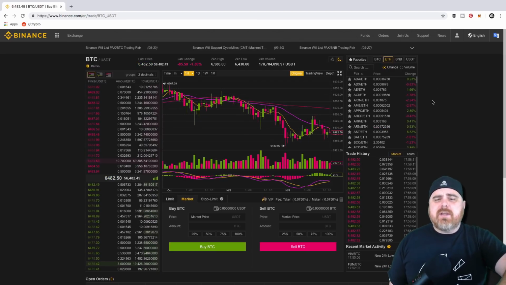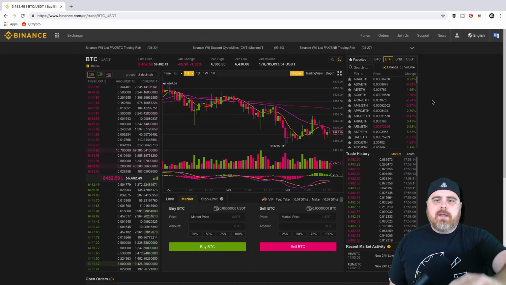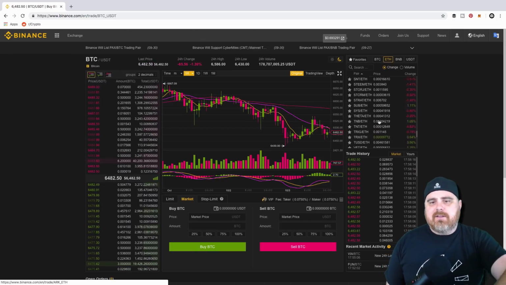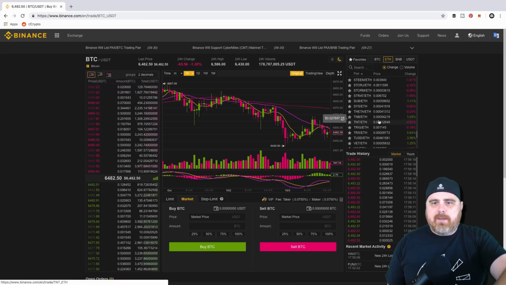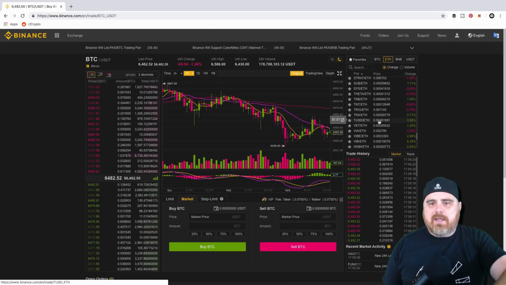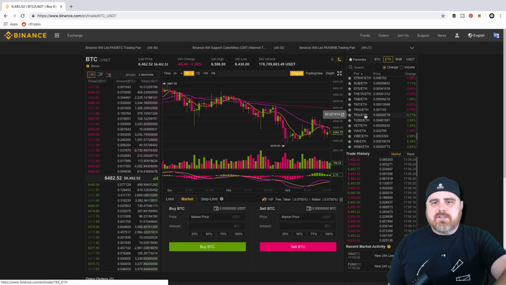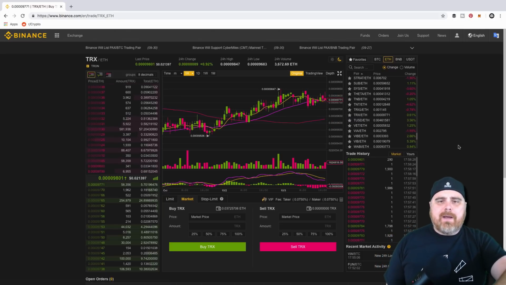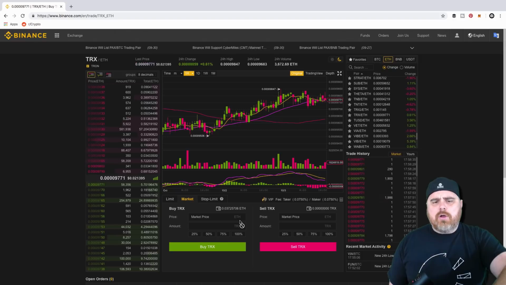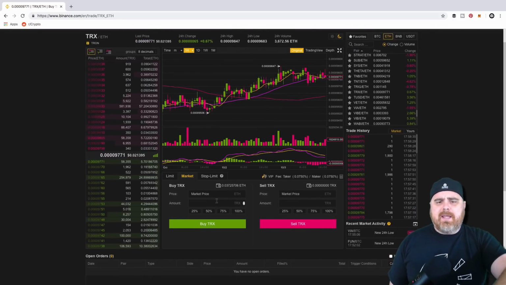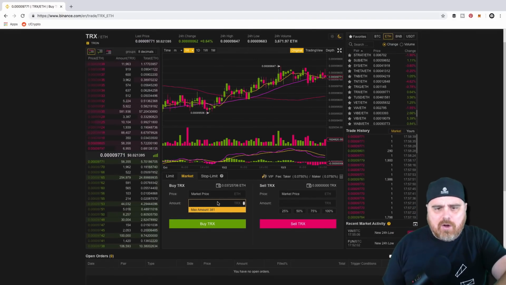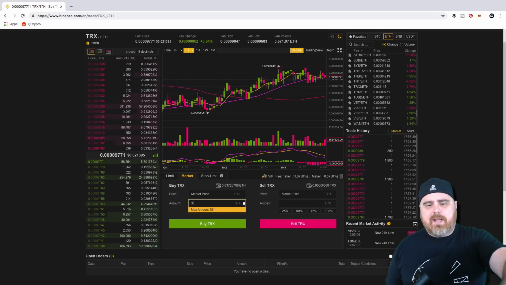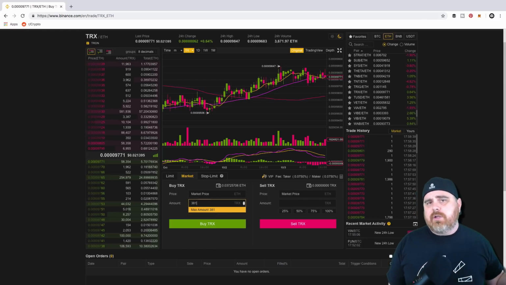But let's say we got some Ethereum in our wallet and we want to buy, let's find something that maybe you guys would recognize. Let's do Tron. So I'm going to click Tron right here. If I wanted to buy some Tron, not saying buying Tron is a great thing, but if you did want to buy Tron, then all you would do is pick how much you want to buy. So right now I can actually buy 381 Trons with the Ethereum that's in my wallet.